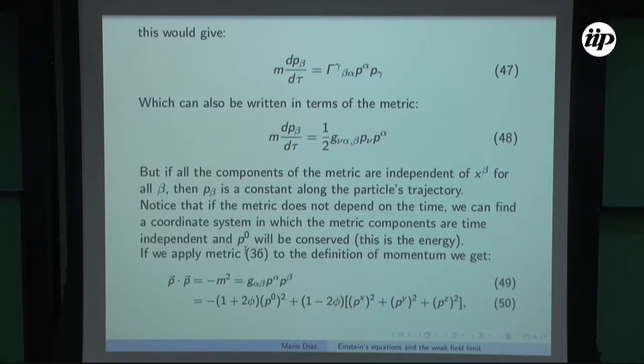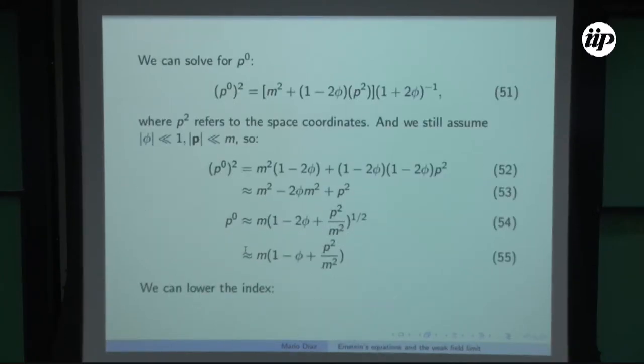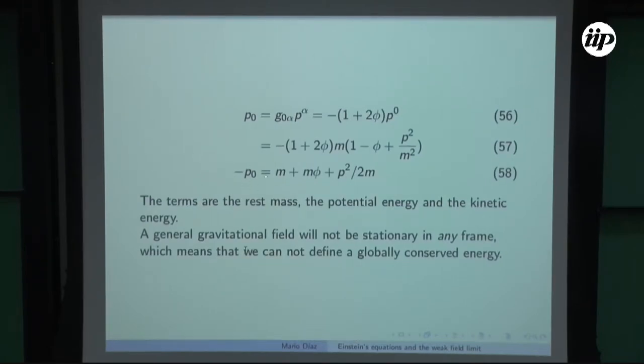And if the metric does not depend on time, we can find a coordinate system in which the metric components are time independent, P0 will be conserved, and this is the energy. If we apply the metric to the definition of momentum, we get these quantities, and we can solve for the zero component of the momentum, which we get this, and we, of course, still assume that the field is weak, small. The square of the zero component of the momentum is going to be given by this quantity. Lowering the index a little bit more, we can see that the zero component is essentially equal to the rest mass plus the potential energy plus the kinetic energy. So this is good. We obtained special relativity and results that were very important in special relativity.